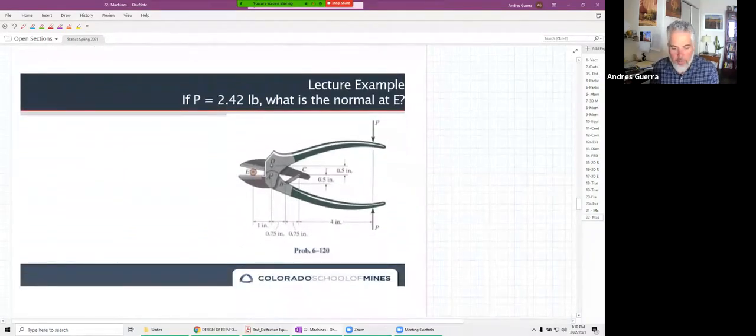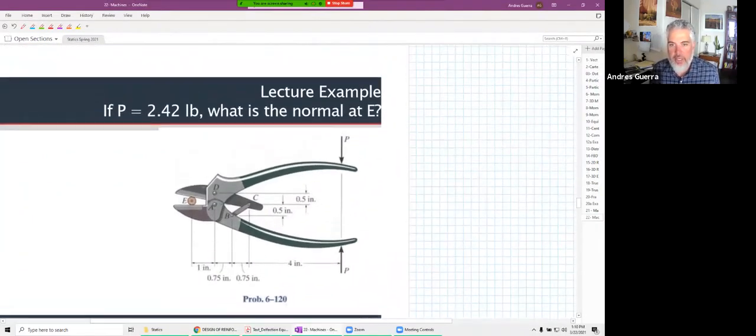Okay, so our problem that we're going to do is this one. We're going to look at this set of pliers.